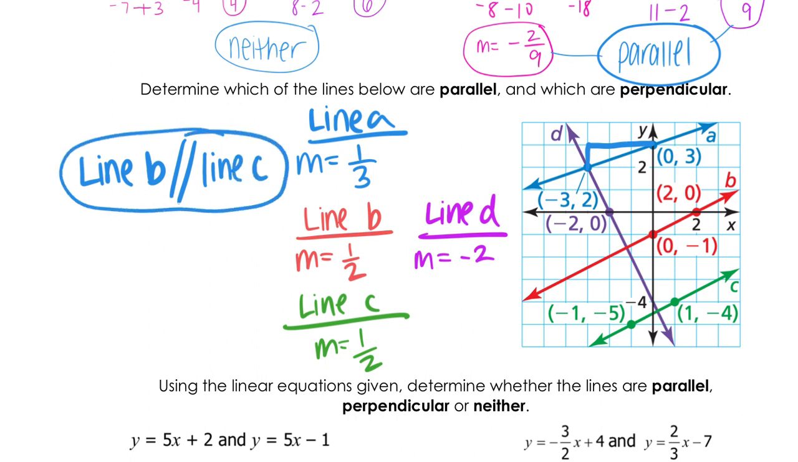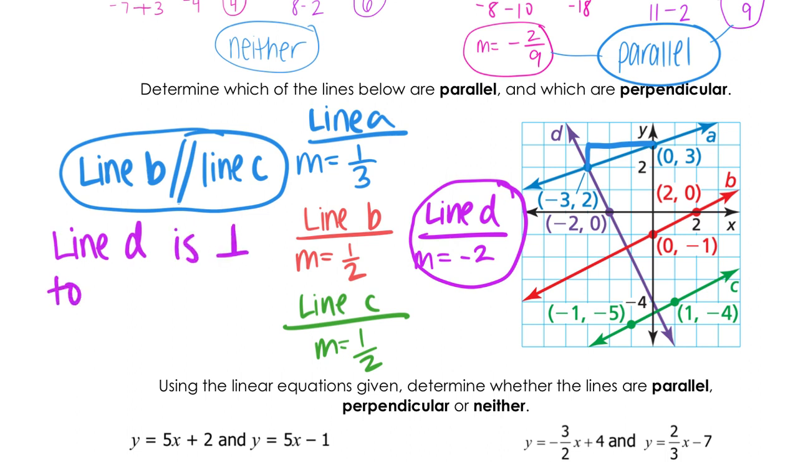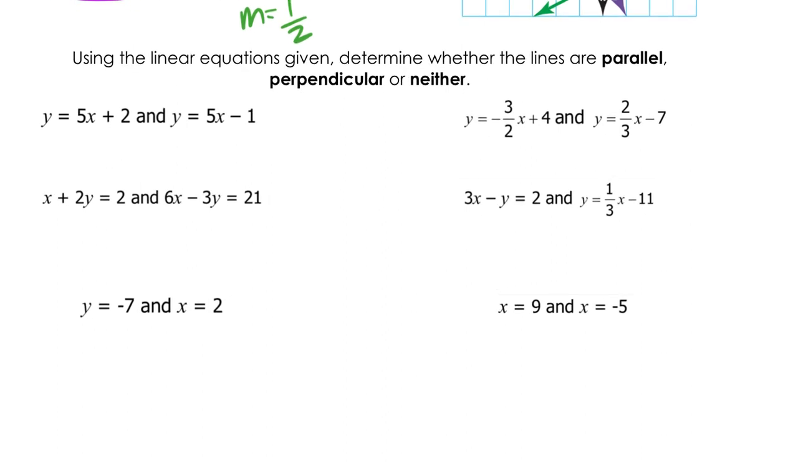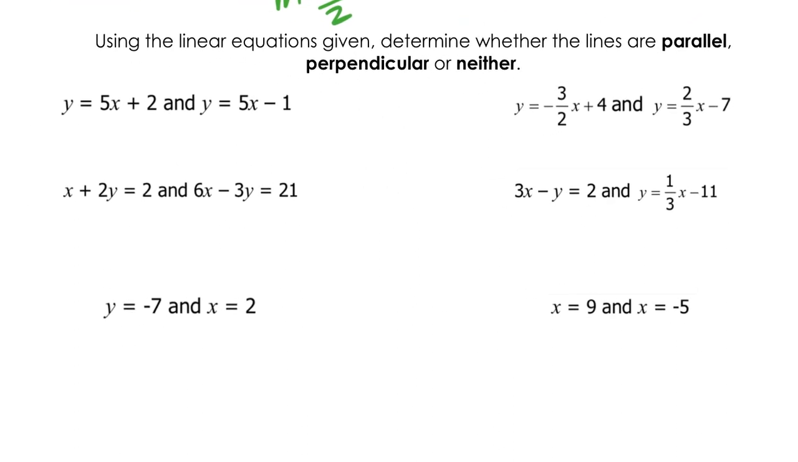Those are parallel. And then finally, we'll say which ones are perpendicular. Line D is perpendicular to both of these because negative 2 is an opposite reciprocal of 1 over 2. So these are complete opposites. So you can say line D is perpendicular, I'm using the symbol there, is perpendicular to B and C. There we go.